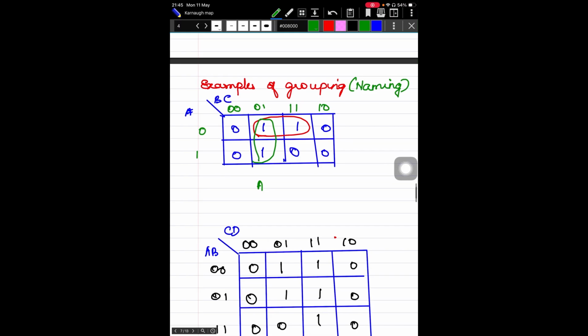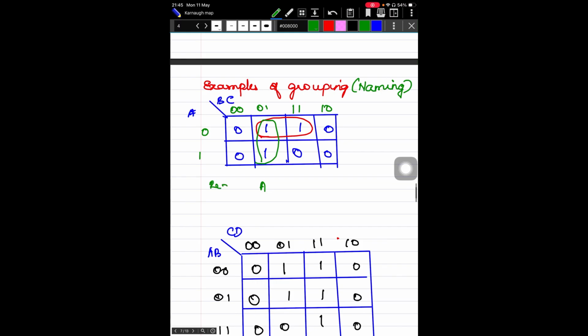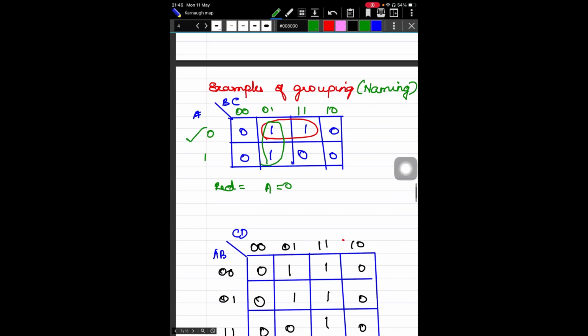I'm taking the red box alone, right? For the red box, A is equal to 0, am I right? And BC is equal to 0, 1 and 1, 1, right? So for both the boxes, A is 0. So I should choose the variable which is common to all the boxes in the group. You have to take this in your mind. You should choose the variable which is common to all the boxes in the group.